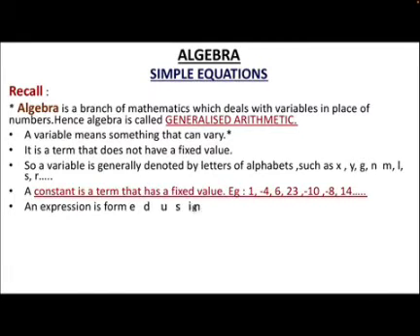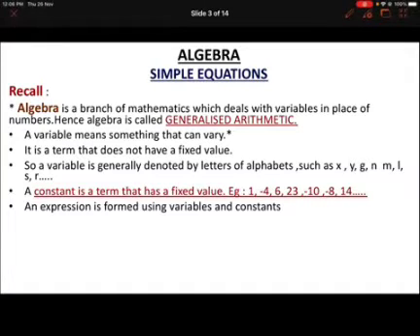An expression is formed using variables and constants. So what we mean is, these variables and constants are used to form terms and terms are used to form expressions. Depending on the number of terms, we have various types of expressions, that is monomials, binomials, trinomials, etc., which we'll be learning in algebraic expressions in the next chapter. So for now, you need to know that an expression is formed using variables and constants.